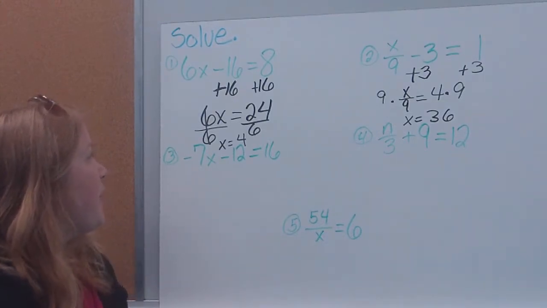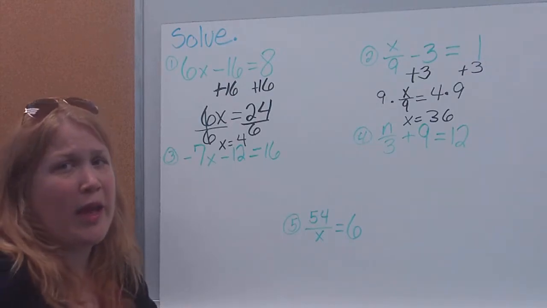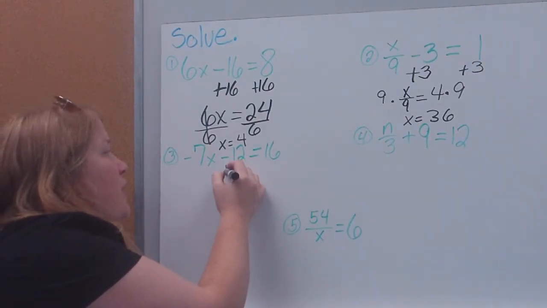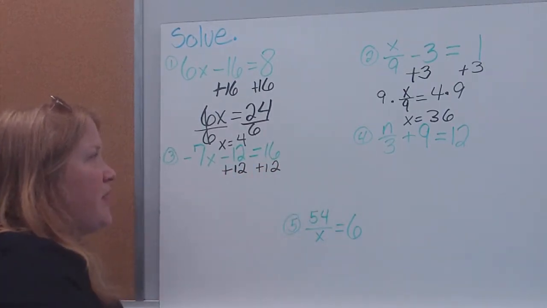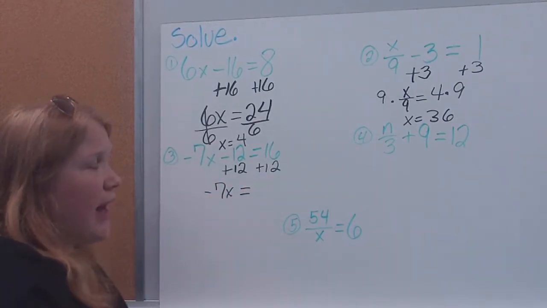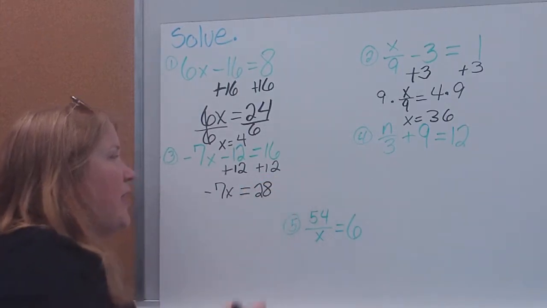Back over here for number 3. Here I have a negative 7 times x minus 12. So again, remember, undoing in our opposite order. So the first thing I want to undo is my subtraction using its inverse, which is addition. So I'm left with negative 7x on this side. 16 plus 12 gives me 28 on this side.